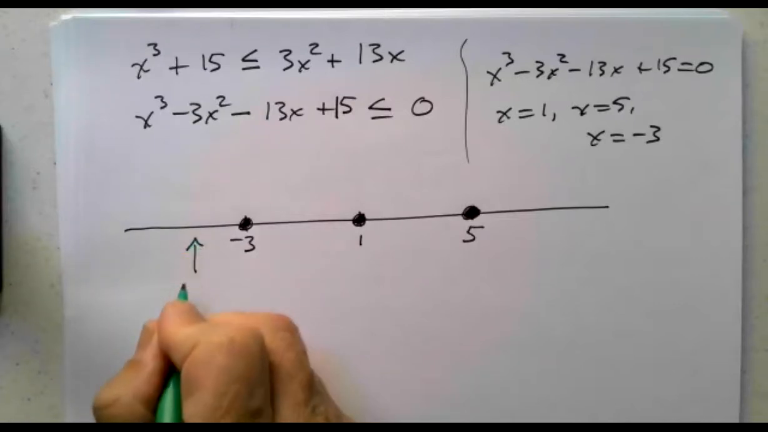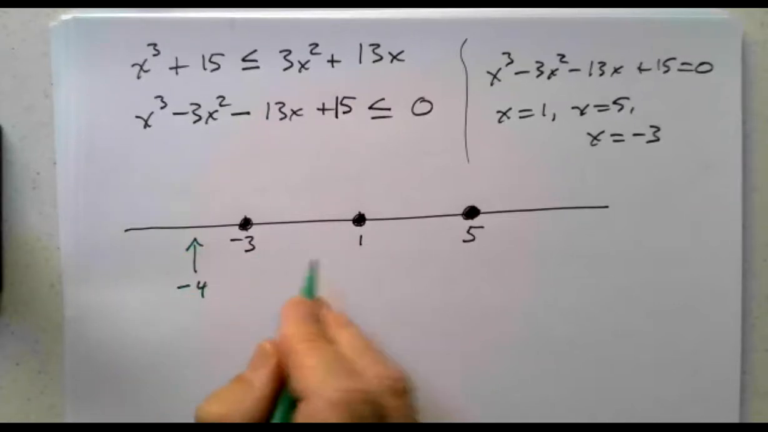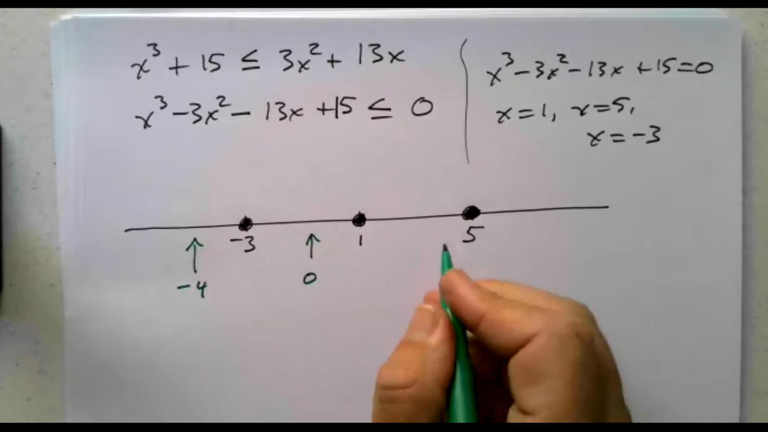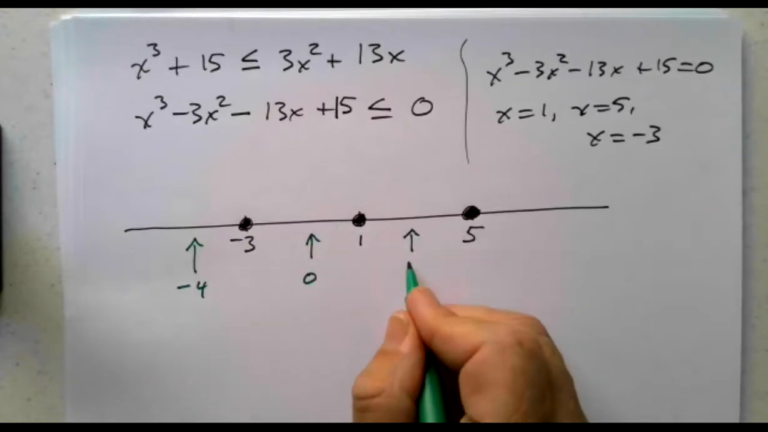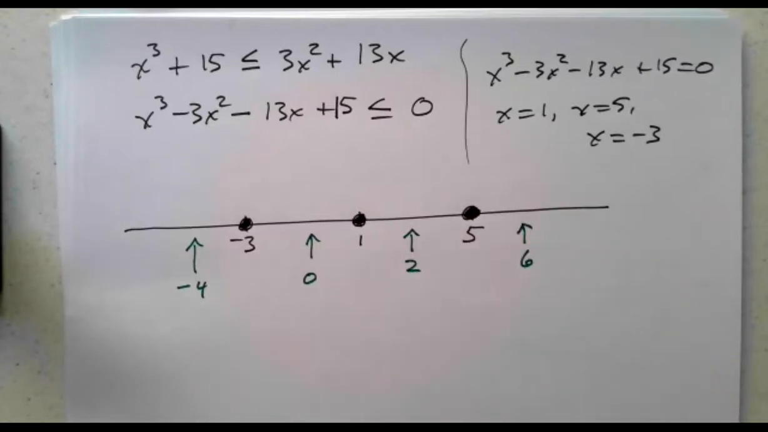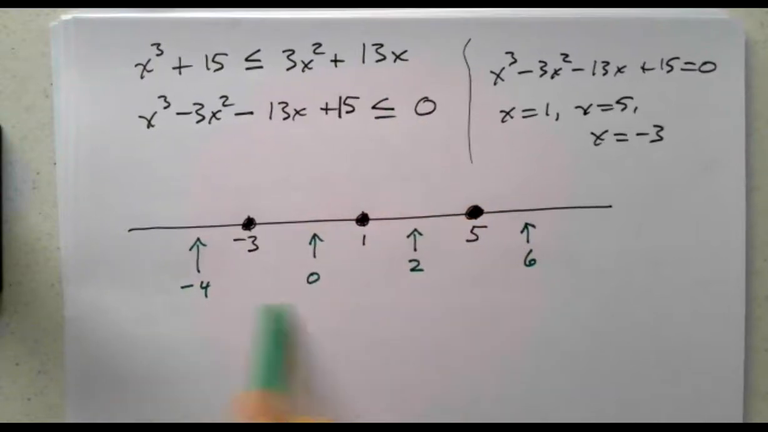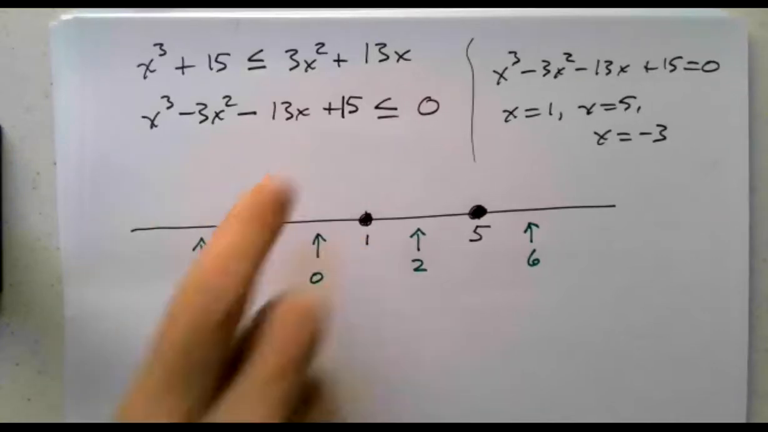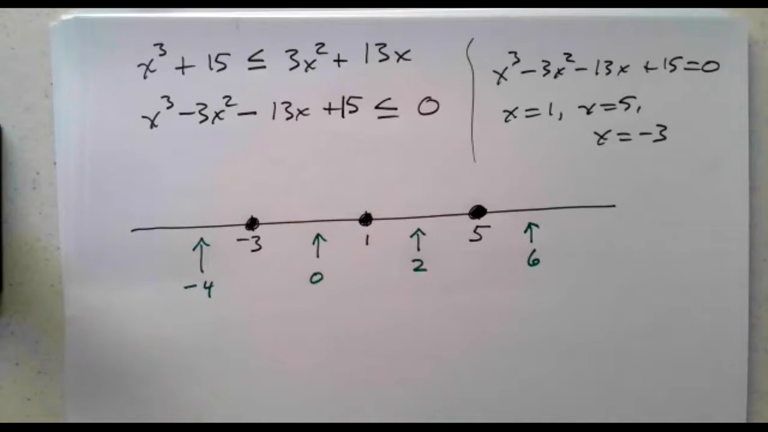So I will pick negative 4 here. Between negative 3 and 1, my favorite number, 0. Between 1 and 5, a 2, 3, or 4 would work, so let's use 2. Beyond 5, how about 6? So there's a lot to check here. I want to see, is it less than 0 when I plug those numbers in? So I'm going to use my graphing calculator to help me with that process. Okay, so plug negative 4 into this and see what you get. But again, I'm going to let the graphing calculator help me with that process.